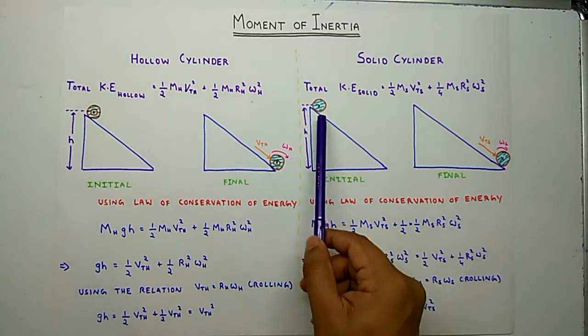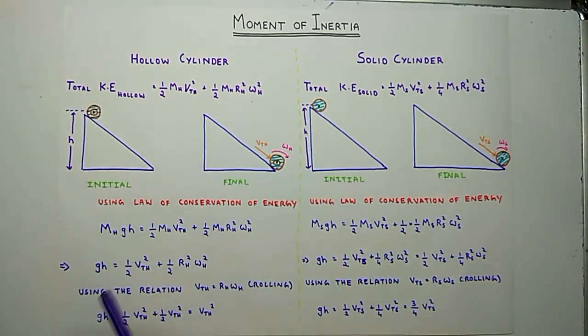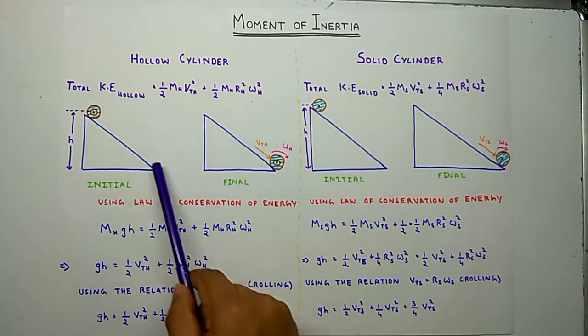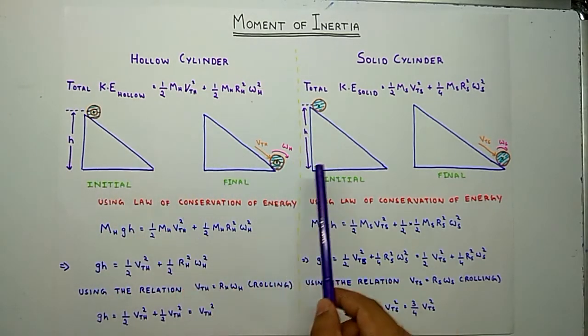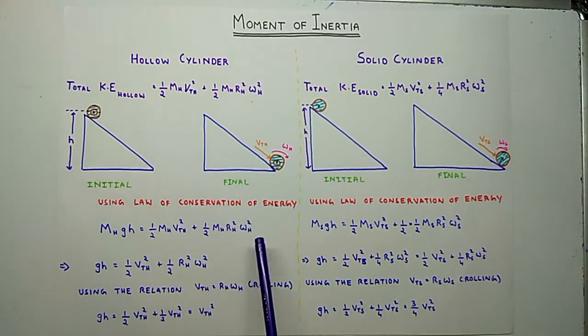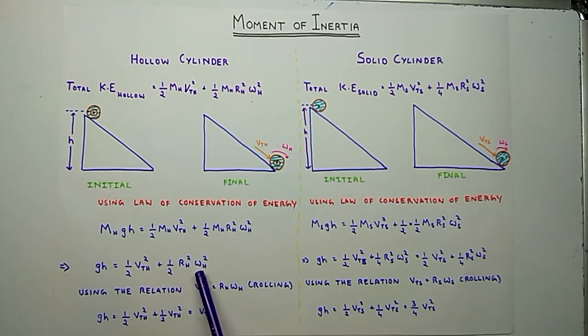Initially, both the cylinders are kept at a height h on an inclined plane. Hence, they will possess an initial potential energy given by Mh g h and Ms g h. As they roll down and reach the bottom, all of this potential energy gets converted to kinetic energy. So we have the following two equations. After simplifying, that is by cancelling out the mass components, we get g h equal to half vth squared plus half Rh squared omega h squared. Similarly, g h is equal to half vts squared plus 1 by 4 Rs squared omega s squared.